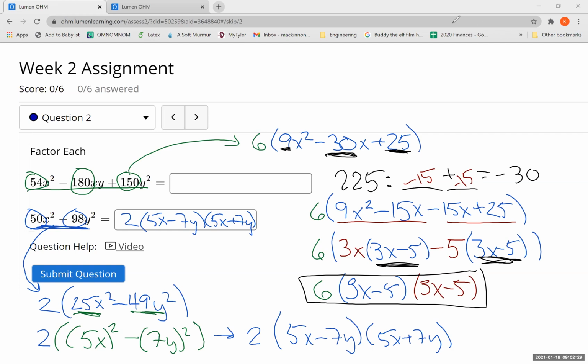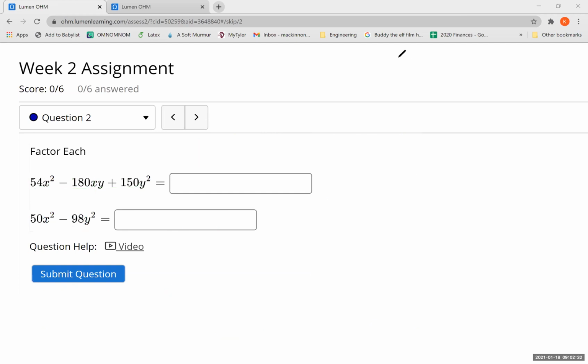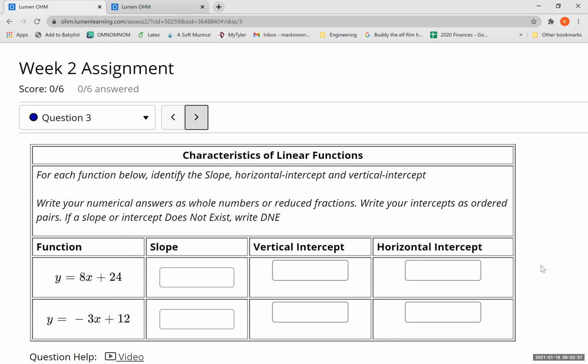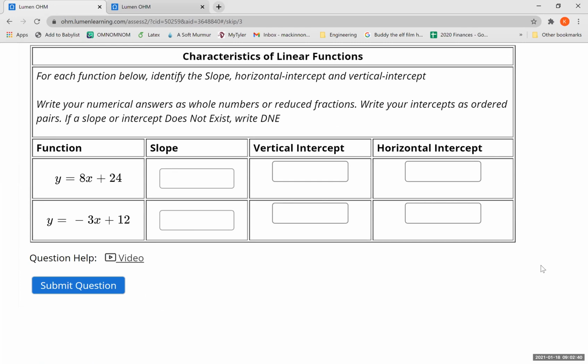All right, let's move on. For question 3, I'm only going to do one of these problems, but this is linear equations. So remember, for linear equations, let's start with slope. Remember slope-intercept form, y equals mx plus b. We know that m is our slope, and b is our y-intercept.